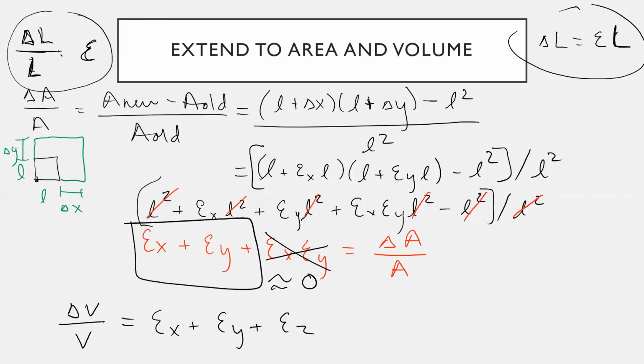The proof would be essentially the same except it'd be in 3 dimensions and we'd be calculating volumes. This has a special name. This is what we call dilation. And we represent that with a little e. So the sum of your 3 strain components is equal to e, and that is dilation.